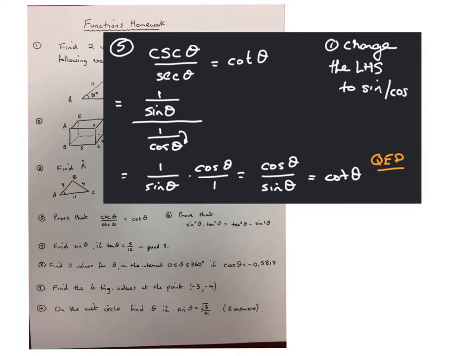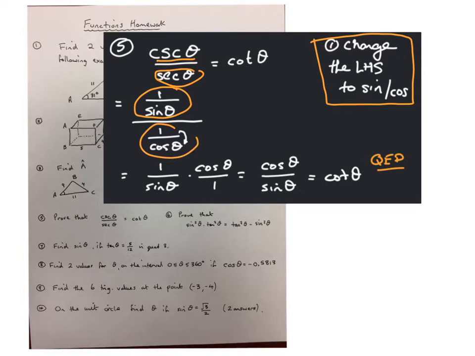So there's the proof for question 5. One of the golden rules is to change everything to sine and cosine. So cosec, we said, was 1 over sine theta. Sec was 1 over cos theta. And whenever we divide by a fraction, we flip the one we're dividing by and multiply. So it becomes times cos over 1. 1 over sine times cos over 1 equals cos over sine, which equals cot.